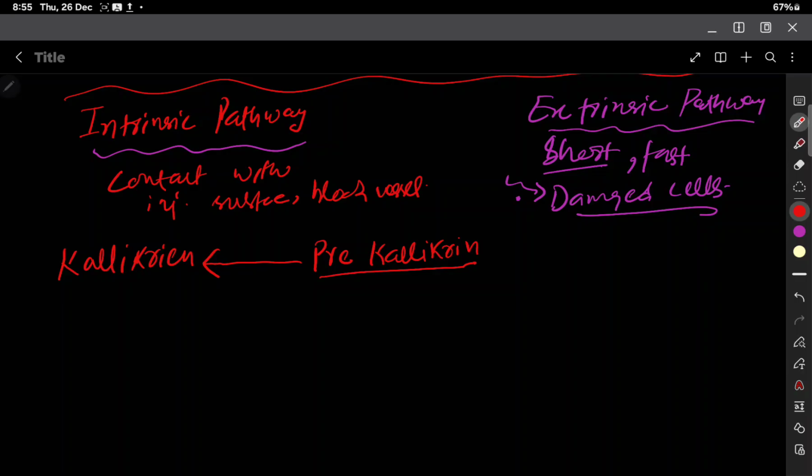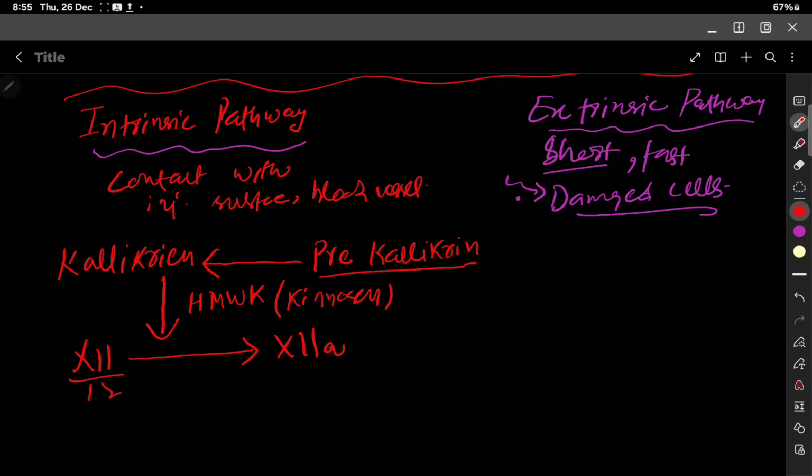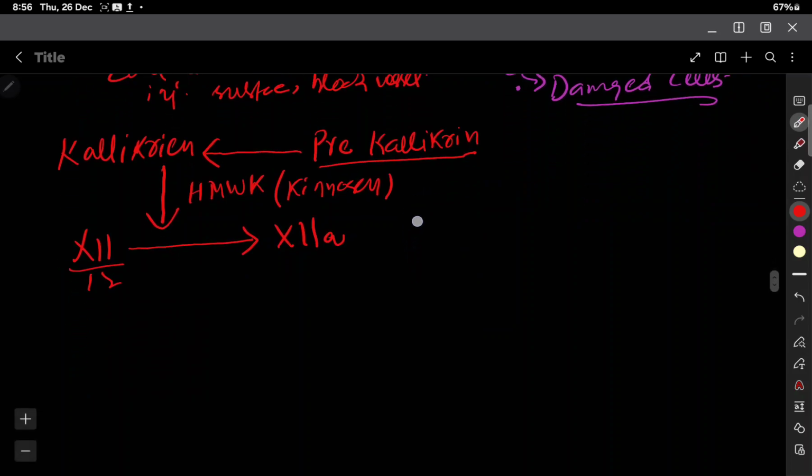So kallikrein is also an enzyme present in our blood. Now this kallikrein will act on factor number 12 and convert it into the activated form of factor 12. A means activated. And here one more protein acts, called HMWK, high molecular weight kininogen. So high molecular weight kininogen will help here, and factor 12 will be converted into the activated form of factor 12.